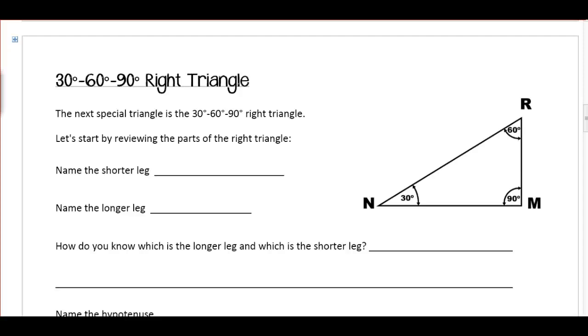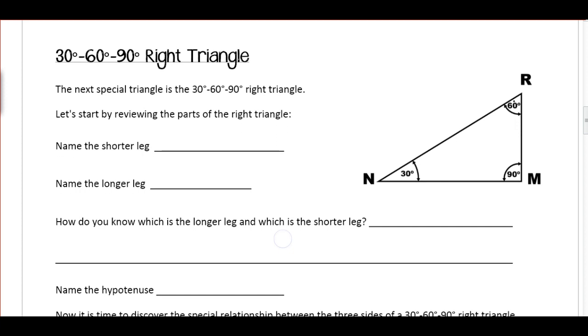This is Mr. Martin. This is video number 2 for section 9.3 for Geometry Honors. At the end of this video, you should understand the relationship between the sides of a 30, 60, 90 triangle and be able to apply those relationships. So here's our 30, 60, 90 triangle. Notice we've got our right angle over here, and then my two acute angles are 30 and 60.